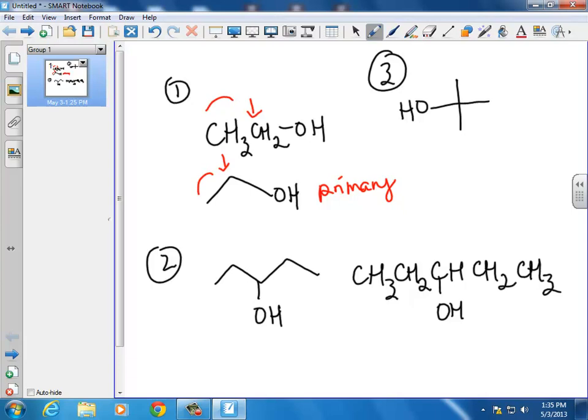If we go down to example 2, there's a carbon here in the center. It's attached to 2 other carbons. It's attached here, attached there. Okay, so this is this carbon atom. It's attached to this one, it's also attached to that one. So it is secondary. This is a secondary alcohol.